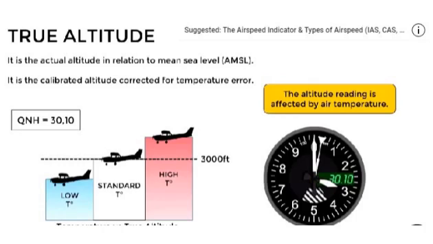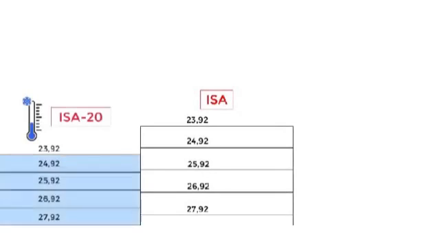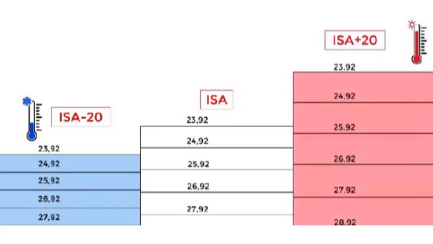This error occurs due to the pressure distribution with altitude at different temperatures. For example, here we have the typical distribution of isobars under standard temperature conditions. Now, when the temperature is lower than standard, the pressure changes more rapidly with altitude, and therefore the isobars will be less spaced. On the other hand, when the temperature is higher than standard, the pressure changes slowly with altitude, and therefore the isobars will be further apart. And as we can see, the pressure at sea level is the same in all three cases, which means that the QNH is the same. The only thing that changes is the pressure distribution with altitude.